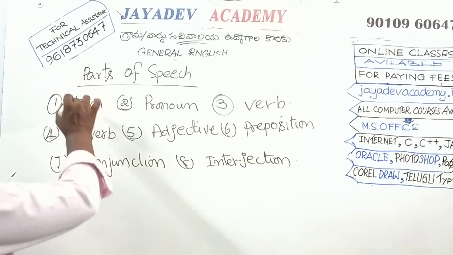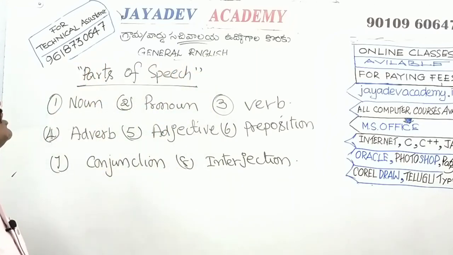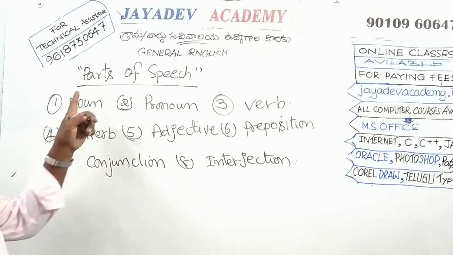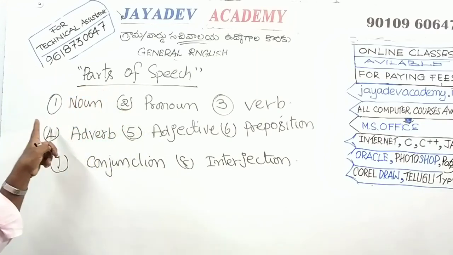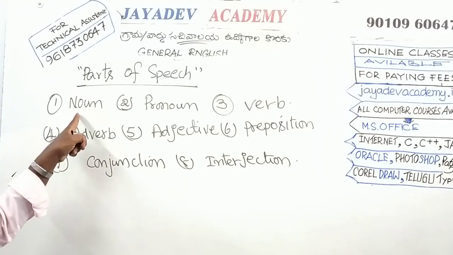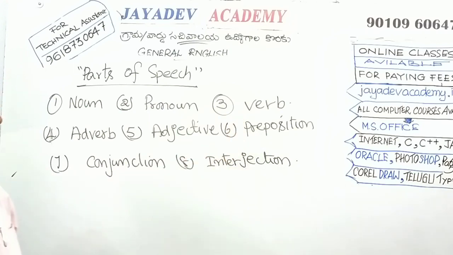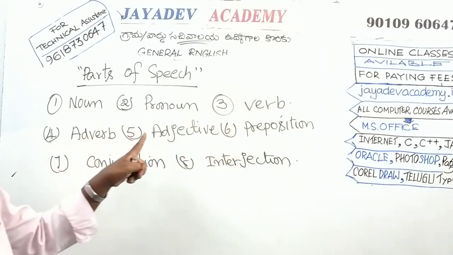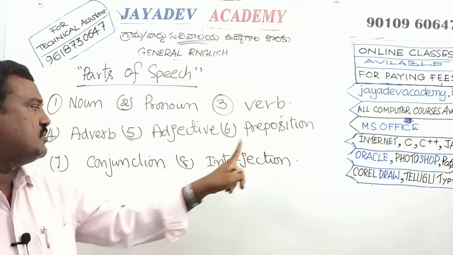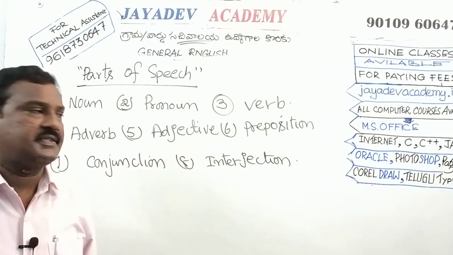Now we are going to discuss parts of speech. There are 8 parts of speech in the English language. One is noun, second is pronoun, third is verb, fourth is adverb, fifth is adjective, sixth is preposition, seventh is conjunction, eighth is interjection.